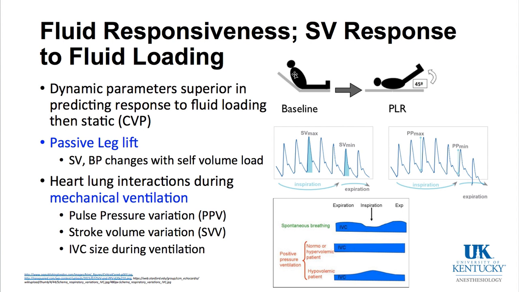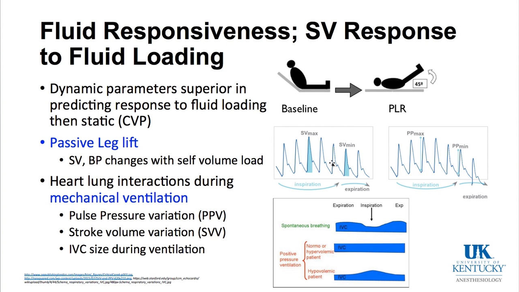Heart-lung interactions during mechanical ventilation are also used to determine fluid responsiveness. It is important to realize that this is during mechanical ventilation, which is the most accurate way of looking at this, rather than if someone was spontaneously ventilating. So it's the heart-lung interactions during positive pressure mechanical ventilation. We look at pulse pressure variation, stroke volume variation, and changes in the inferior vena cava size during ventilation.